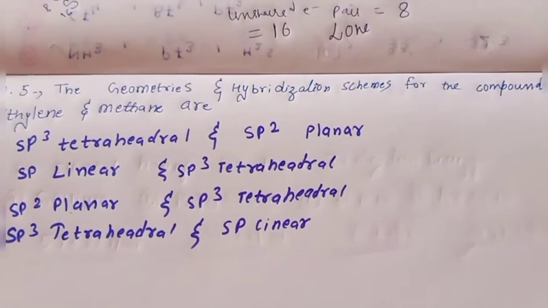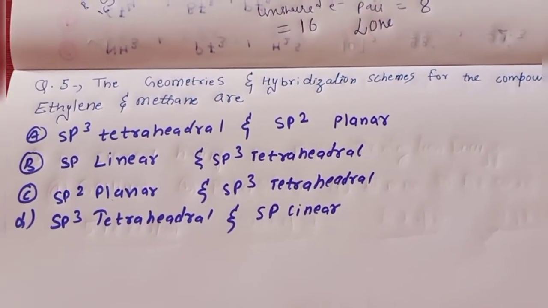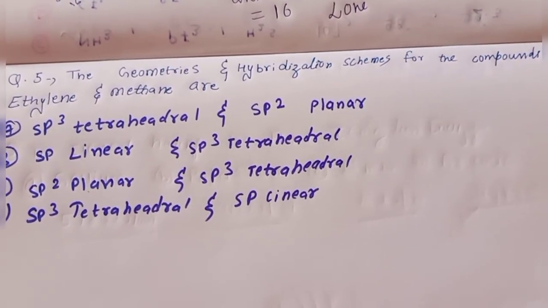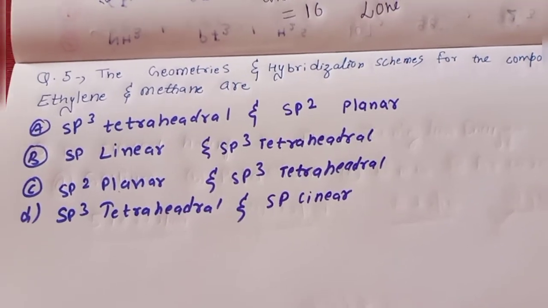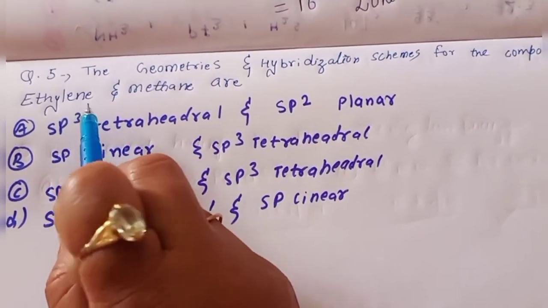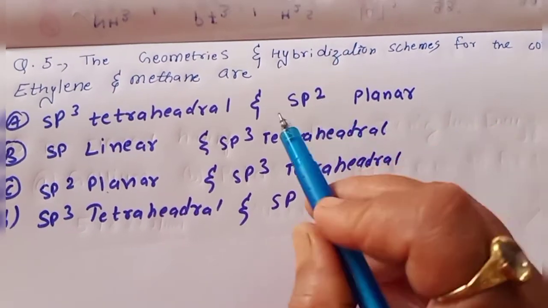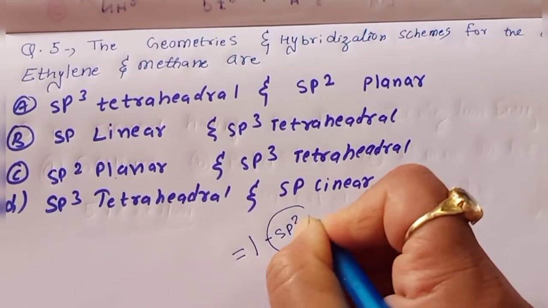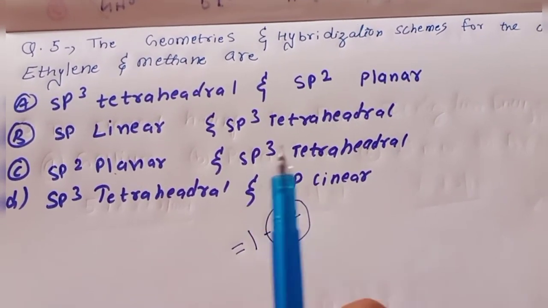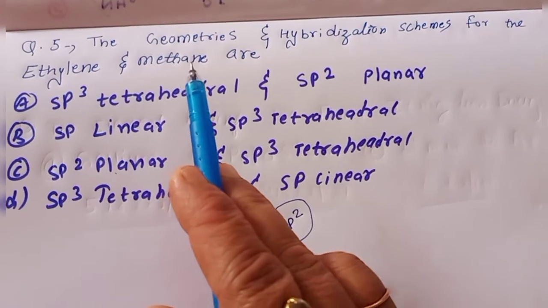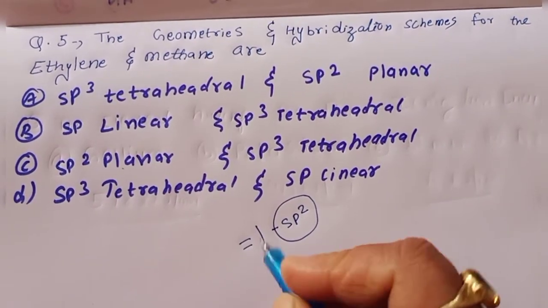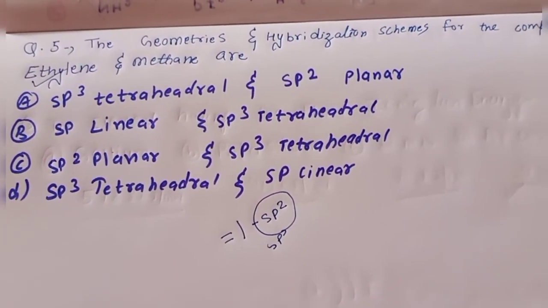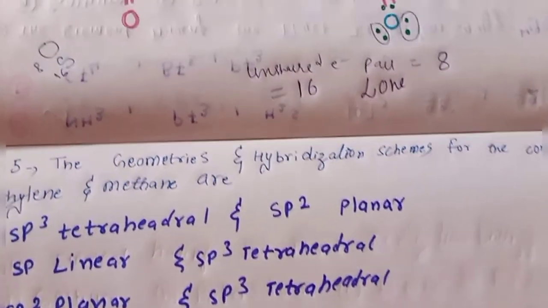Then the geometries, this is a very easy question for the NET exam. The geometries and the hybridization schemes for the compounds ethene and methane. So students, as we know, ethylene has a double bond, so it will be sp2 hybridization. Whenever there is a double bond, they undergo sp2 hybridization, and methane has a simple tetrahedral shape, so it will be sp3 hybridization. So you check where these two conditions match in the options. The first option is correct. So in this way we solve the questions.